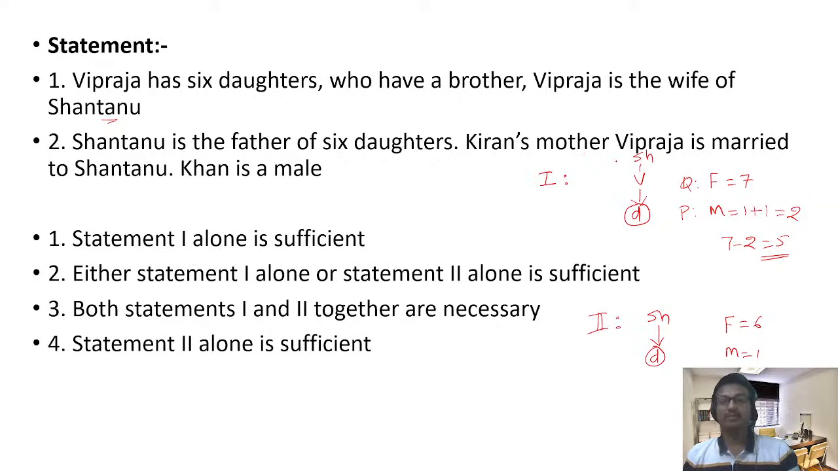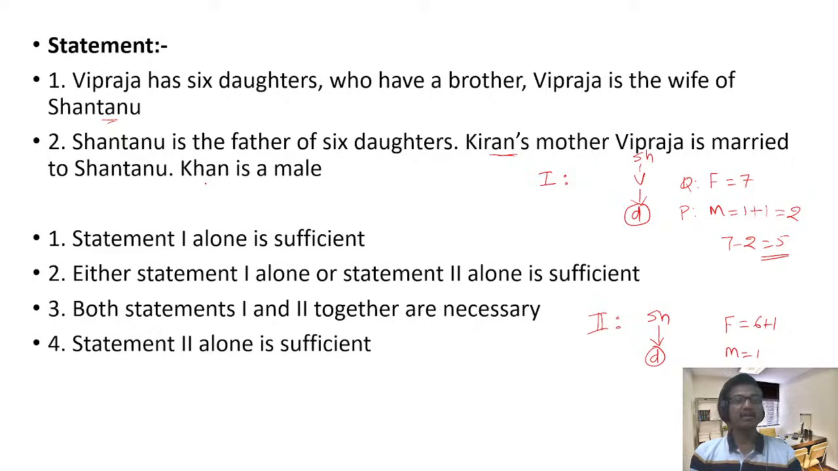So Kiran's mother Vipraja married to Shantanu. Okay, so here Vipraja married to Shantanu. That means one more female here. Number of females plus 1, 7. But Kiran's gender is not provided. Whether Kiran is a male or a female is unknown from this statement.